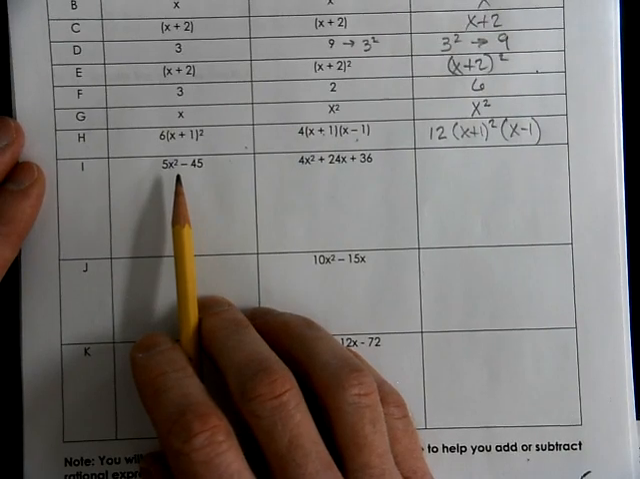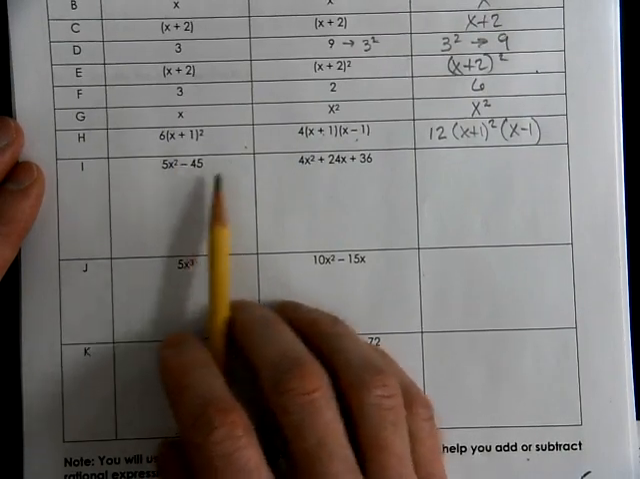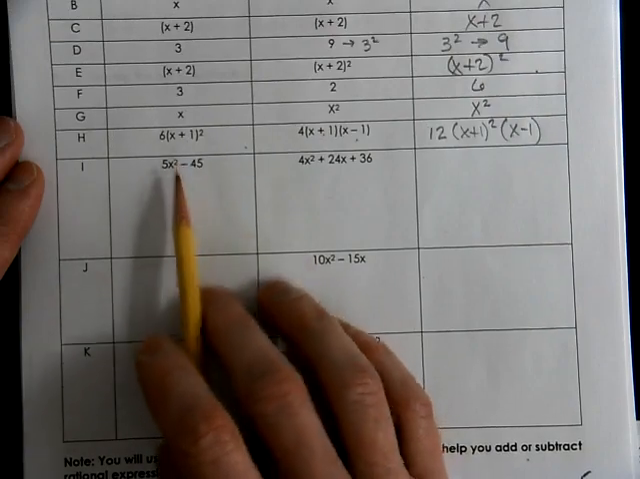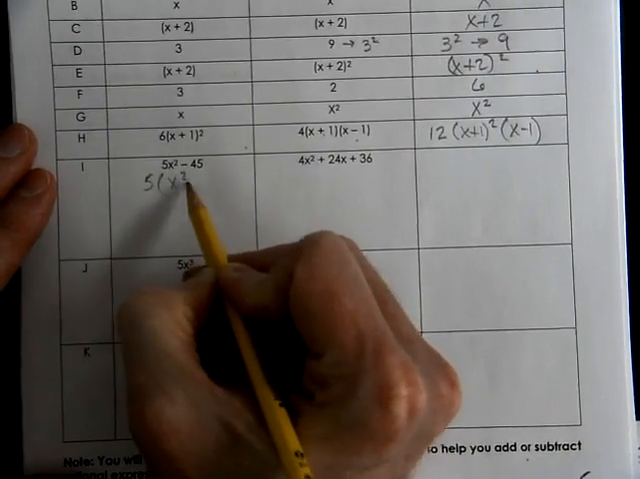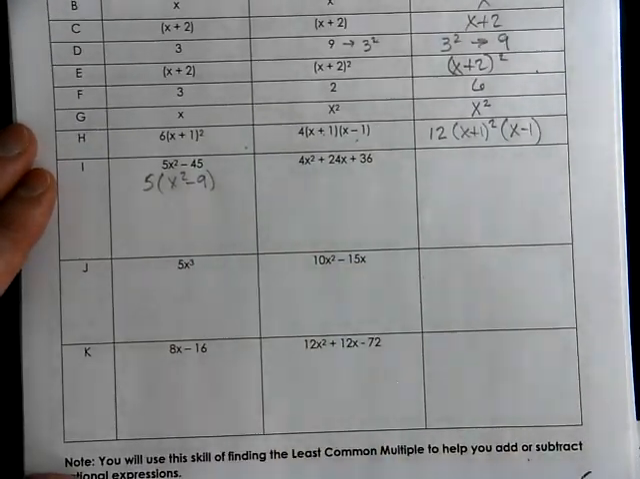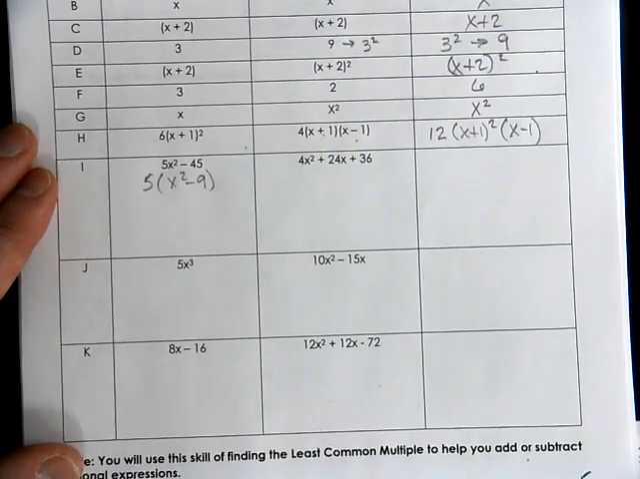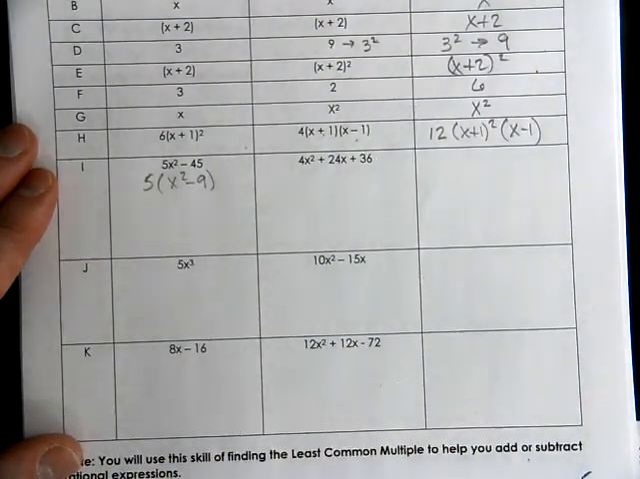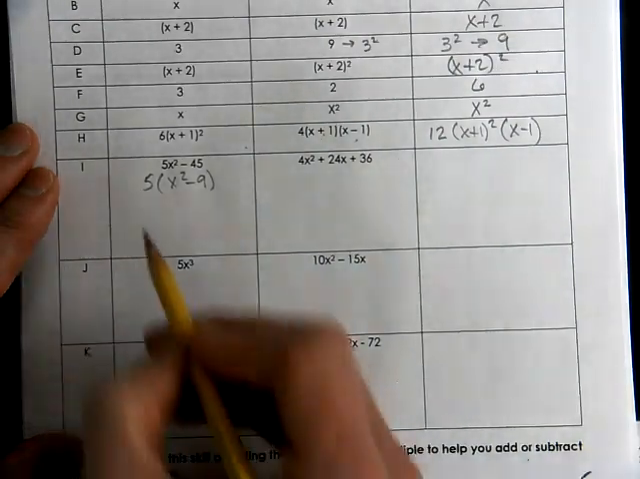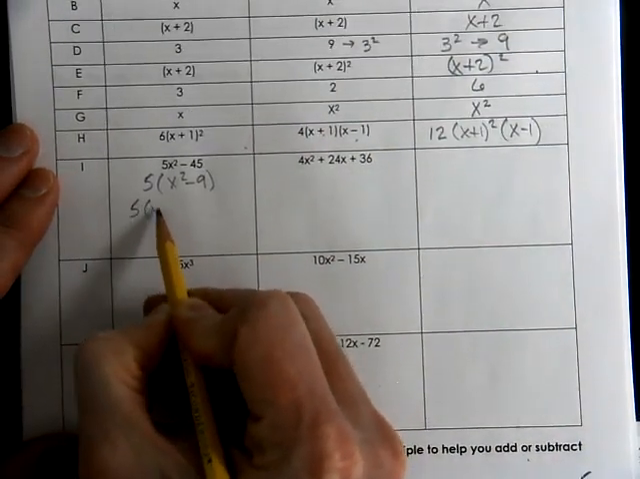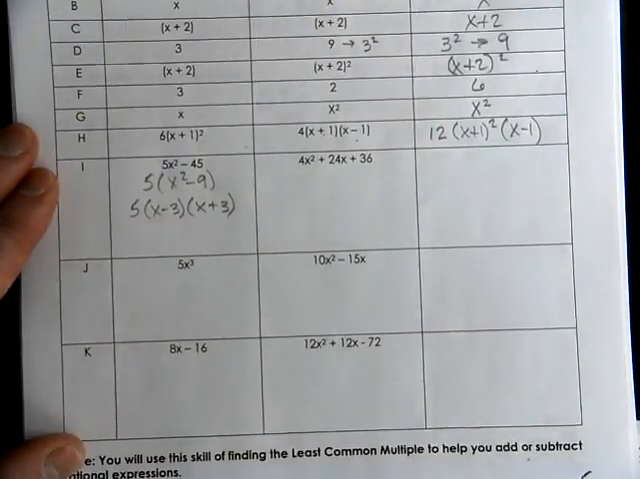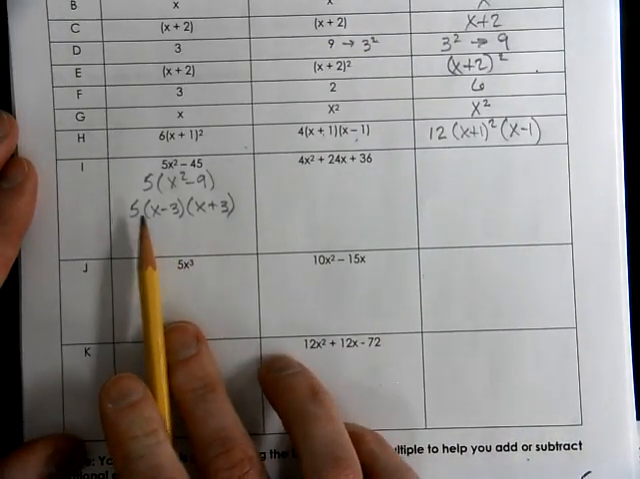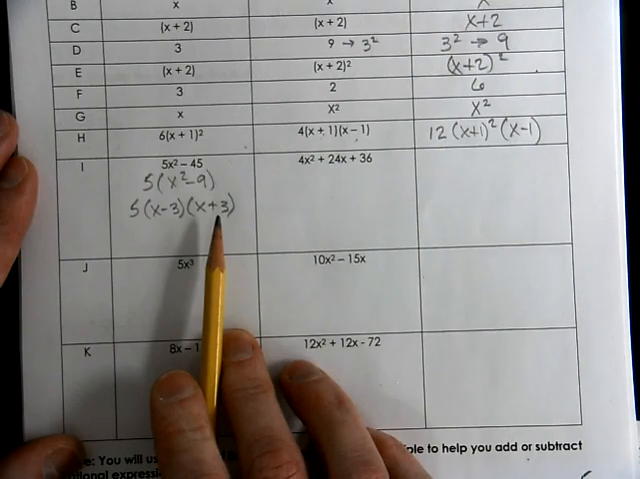Let's take a look at this one. What do we do first? We're going to factor out the 5. And that leaves us with x squared minus 9. And I notice that x squared minus 9 can be factored also. That's the difference of two squares. We learned that before. So this would be considered prime factors. I factored it all the way down.